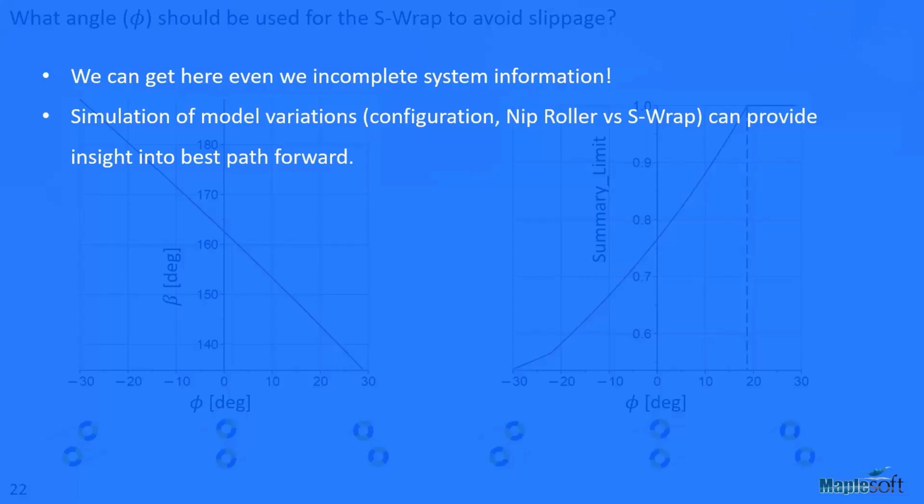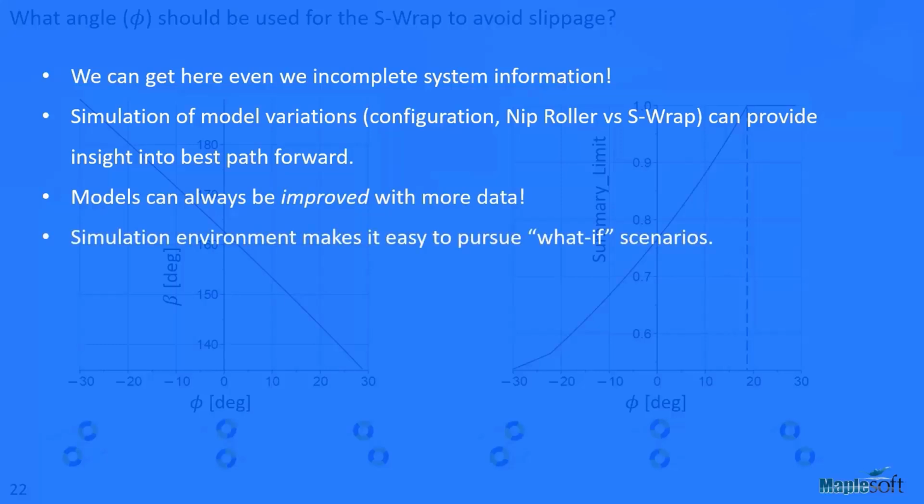Variations and comparison are really powerful tools that simulation provides. You can even compare different systems with different pieces, like having a nip roller instead of the SRAP. And once again, emphasizing that the model can be gradually improved. But the approach to modeling will give you a lot of freedom to pursue what-if scenarios and check them out and see if you can find another potentially innovative path to improving the system.